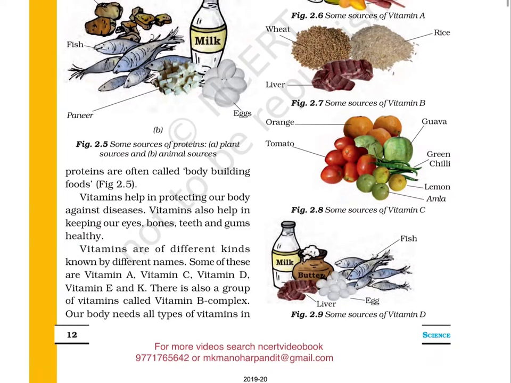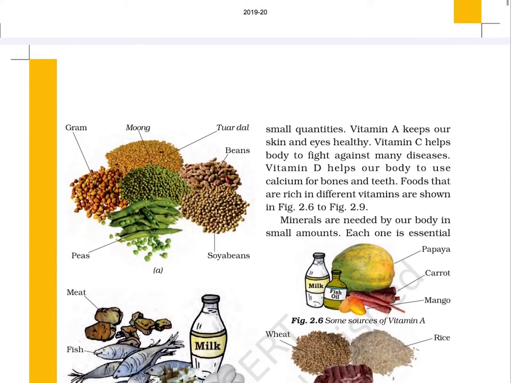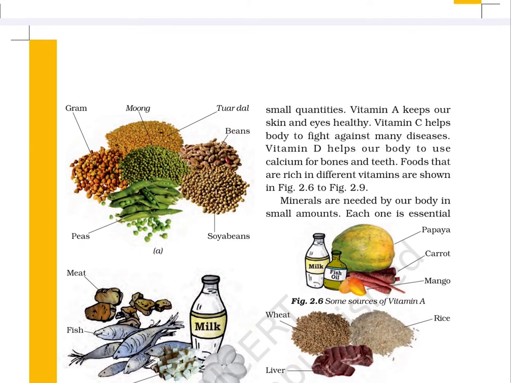Vitamin A keeps our skin and eyes healthy. Vitamin C helps body to fight against many diseases. Vitamin D helps our body to use calcium for bones and teeth. Foods that are rich in different vitamins are shown in Figure 2.6 to Figure 2.9.